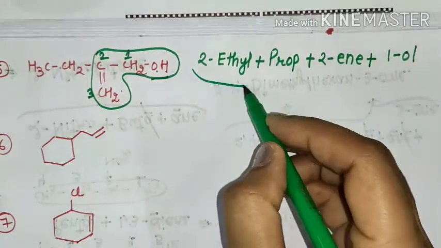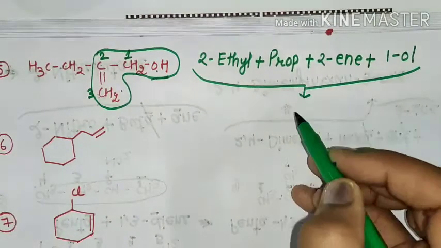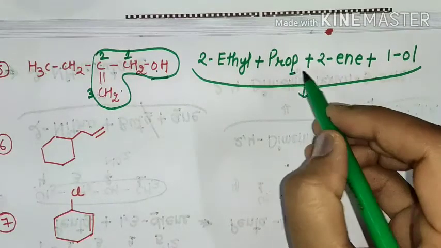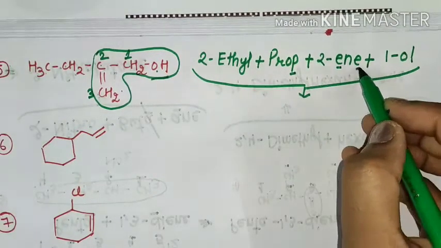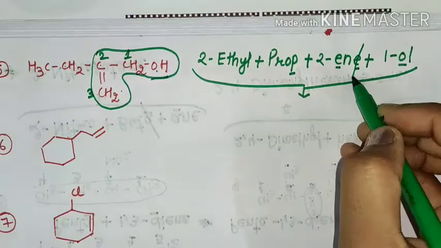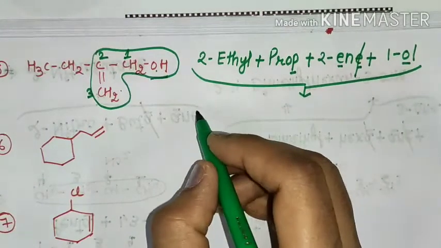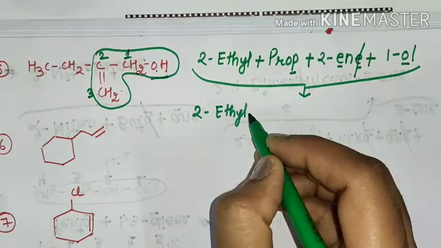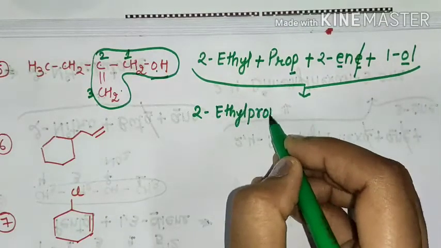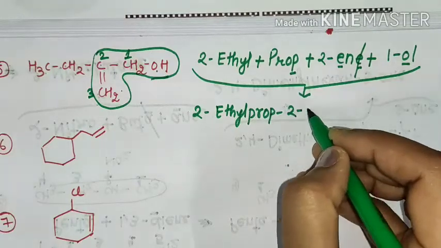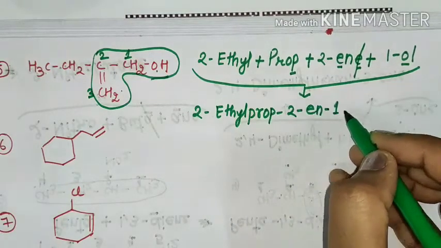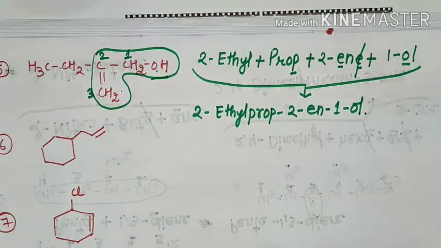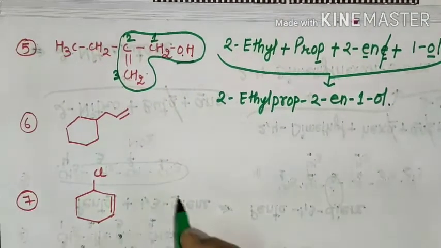After combining these, see consonant, vowel, vowel, vowel, drop the first one. So its IUPAC name will be 2-ethylprop-2-en-1-ol. This is the answer. Now come to example number 6.